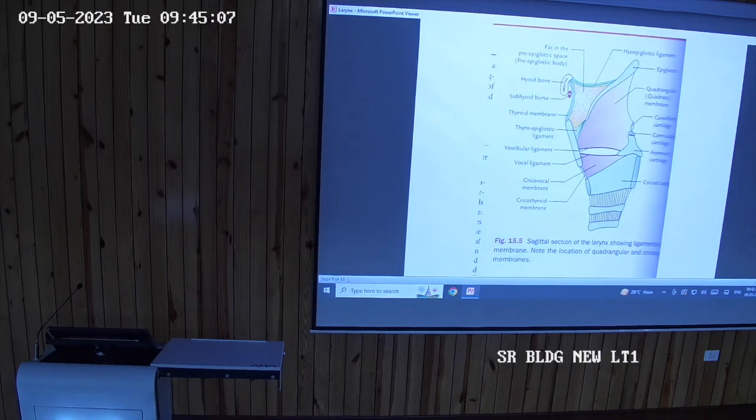Another point, sometimes the teacher is not sufficient here. They ask, what is the difference between vestibular ligaments and vocal ligaments? The vocal ligaments are yellow elastic ligaments, while the vestibular ligaments are white fibrocartilage.